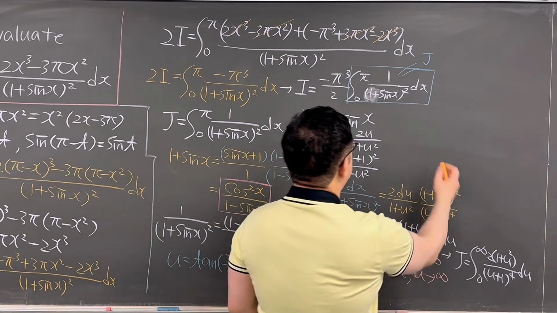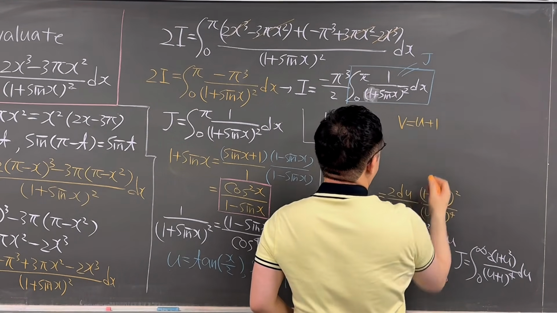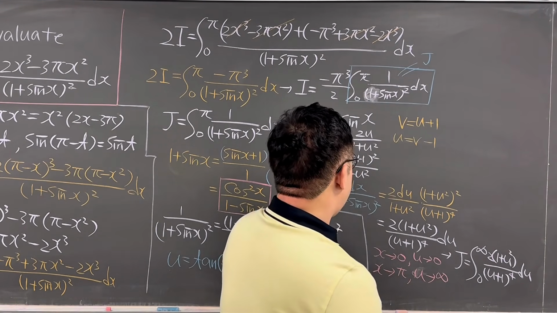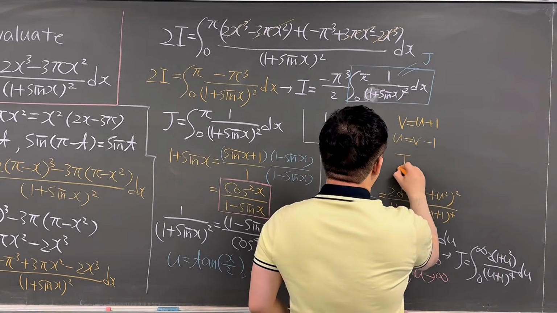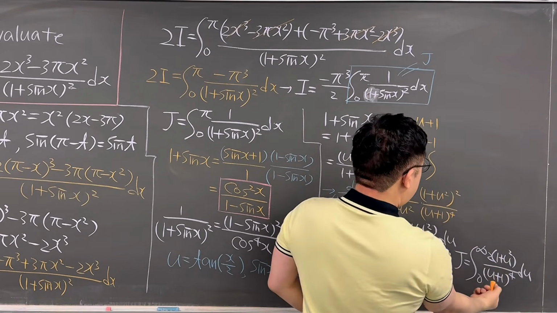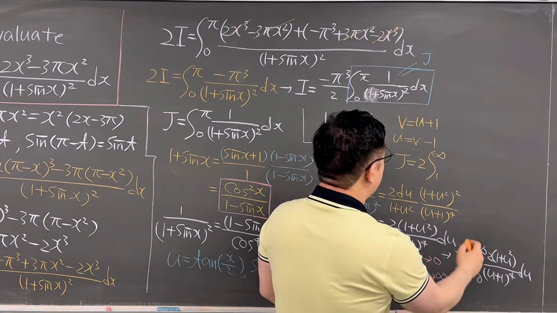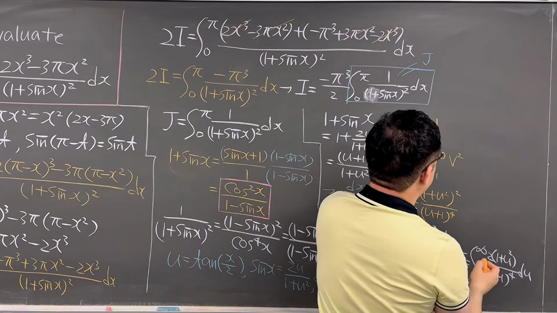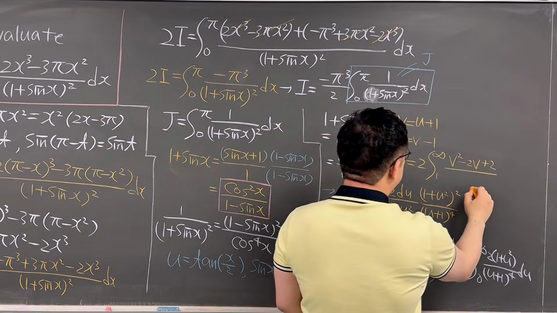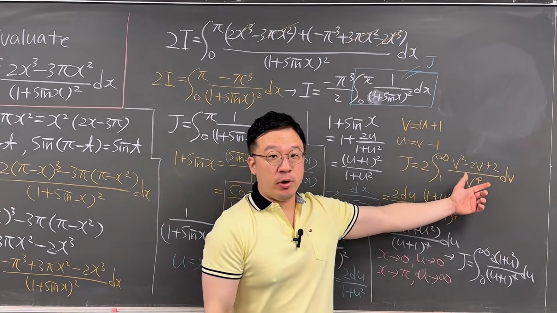Okay, time to work on another substitution. Let me just call v as u plus 1. Then your u is going to be equal to v minus 1. Using this, we can rewrite this integral J, pulling the 2 out, as 2 times the integral from 1 to infinity. The lower bound and the upper bound change to 1 and infinity, of v squared minus 2v plus 2, over v to the power of 4, then we have dv. So it looks like we can split this integrand into 3 fractions.